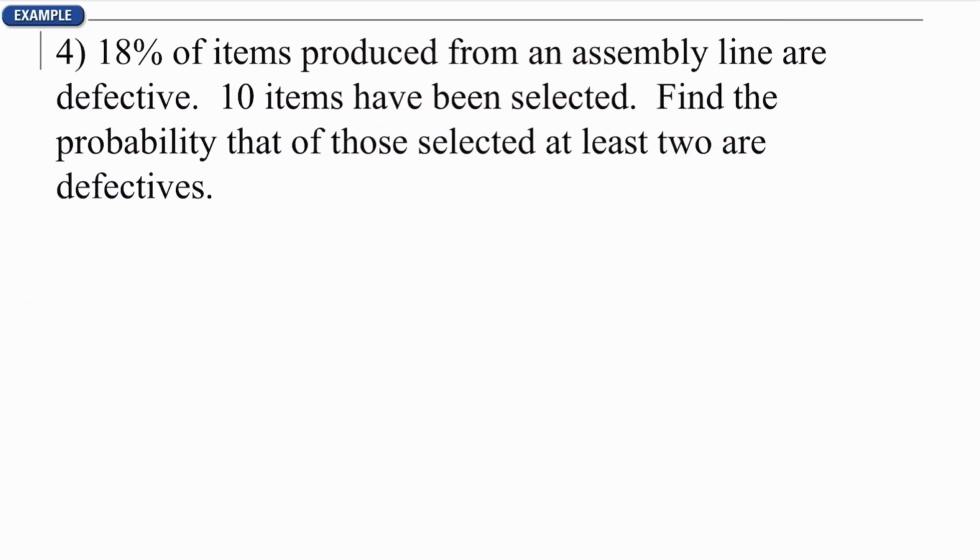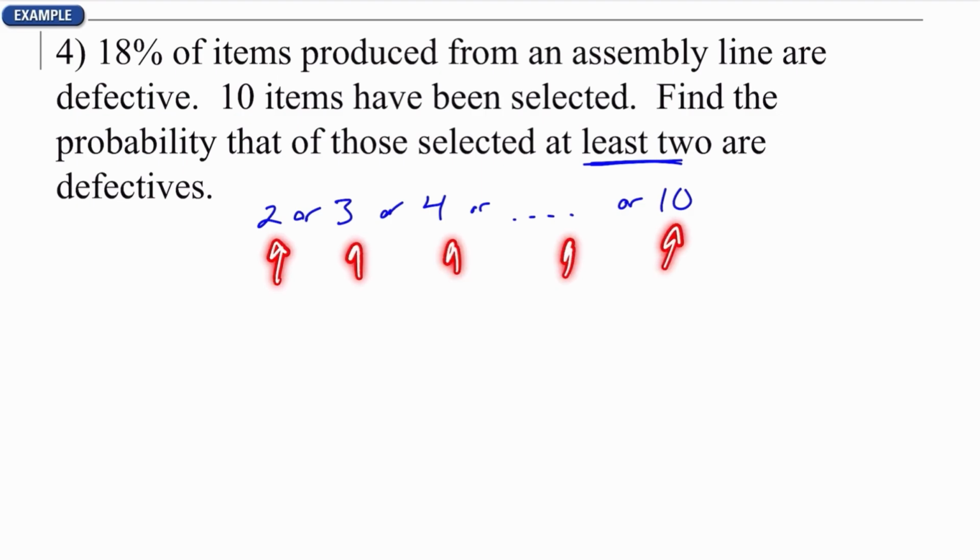Last example, 18% of items produced from an assembly line are defective. 10 items have been selected. Find the probability that of those selected, at least 2 are defective. So here's another at least situation. But here's the thing, if you're saying at least 2 and you want 10, then you're talking about 2 or 3 or 4 or etc., all the way up to 10. That's going to be very tedious to calculate all of those individually and add them up.